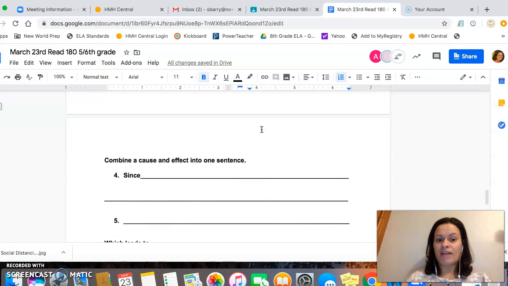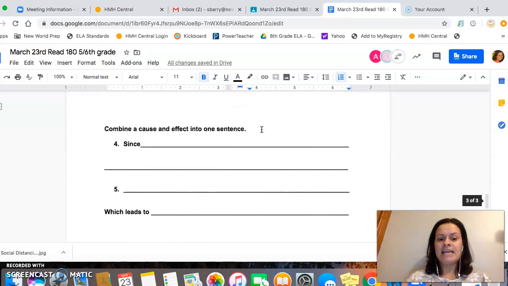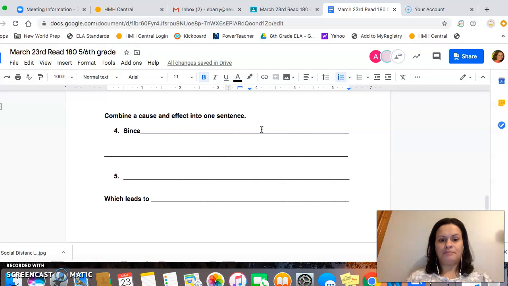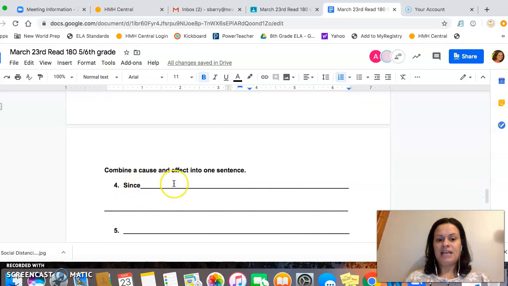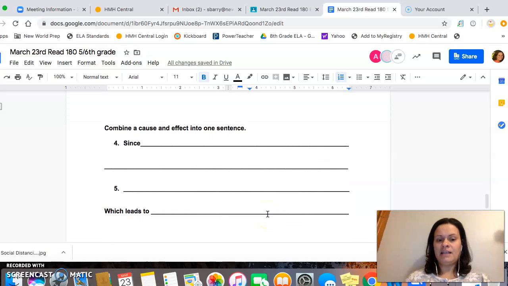Then we're going to be working on our writing skills. So I want you to take two of these and combine them in one sentence. And we combine sentences by using subordinating conjunctions or coordinating conjunctions. So, since, and you're going to finish the sentence. You would put since, the cause, then a comma, and then the effect and a period. For this one, you would put the cause, a comma, which leads to, and then the effect, and a period.